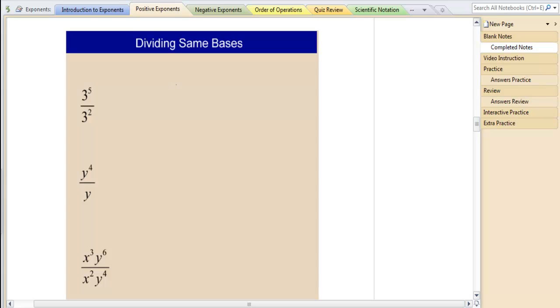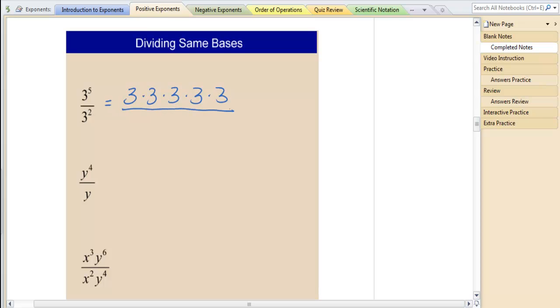Next, we're going to learn how to divide when we have exponents on the same bases. So the first thing we need to do is think through what each of these represents. For example, 3 to the 5th, what does that mean? That means that we have 5 3's being multiplied together. So we could write it out as such.